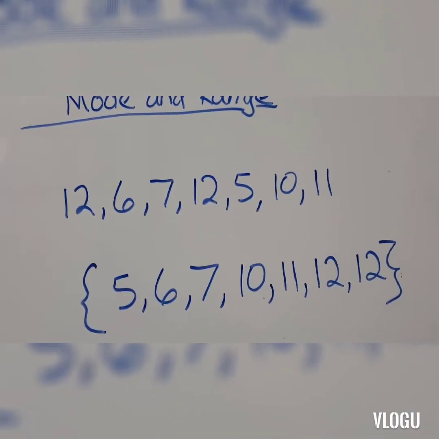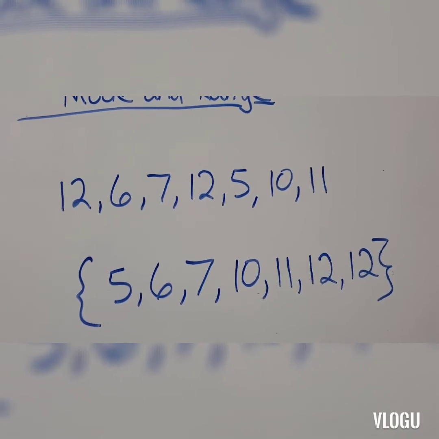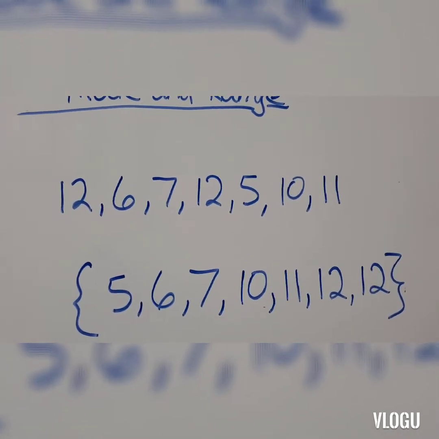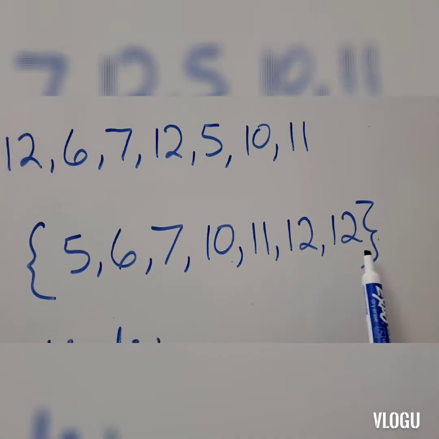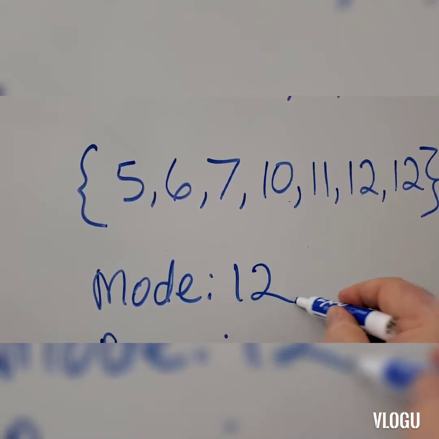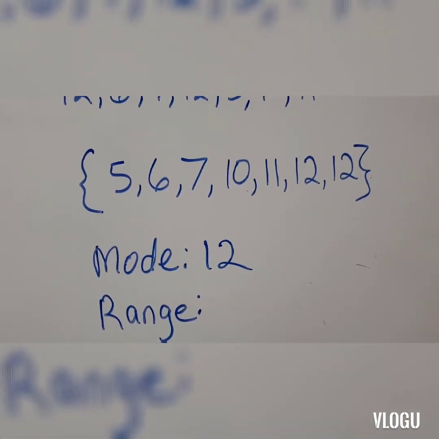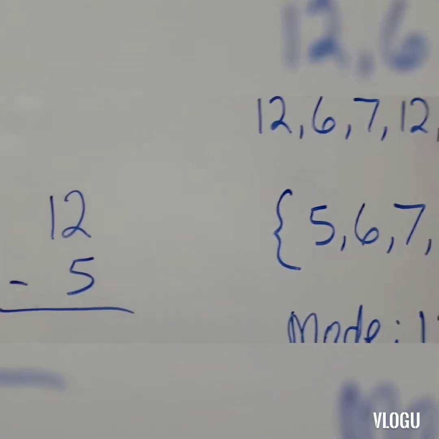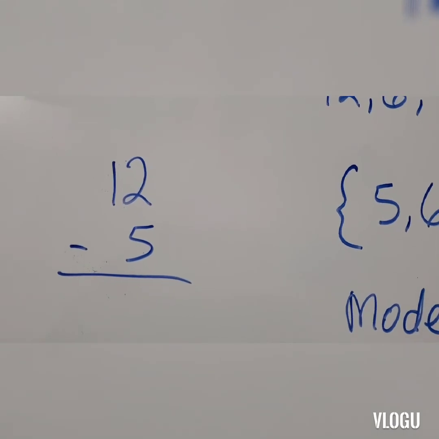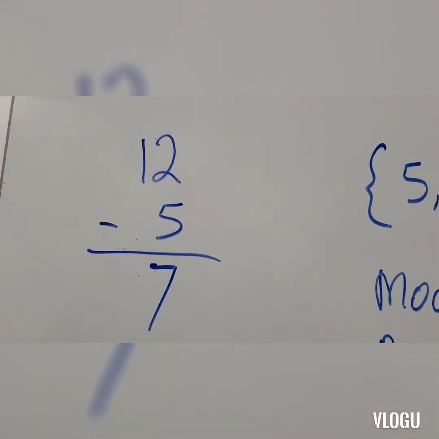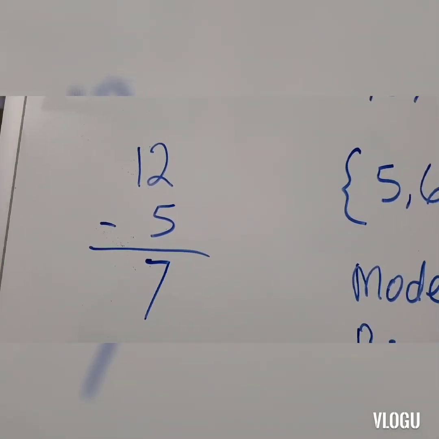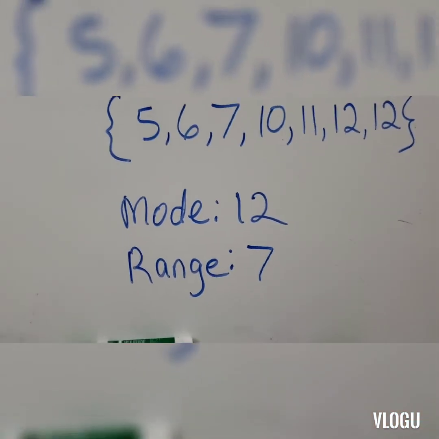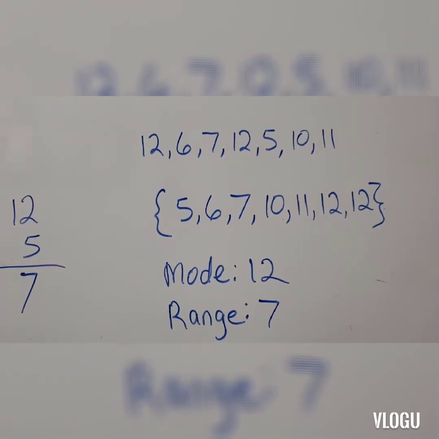Putting them in order, we have a number set that looks like this. If I'm looking for the mode, what number repeats the most? The 12s repeat the most, so the mode is 12. If I'm looking for the range, the largest number is 12, the smallest number is 5, so I need to do 12 minus 5. If my math is correct, 12 minus 5 is 7, that means that the range is also 7. How'd you do, 4th level?